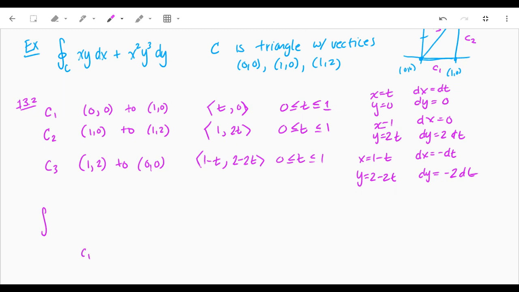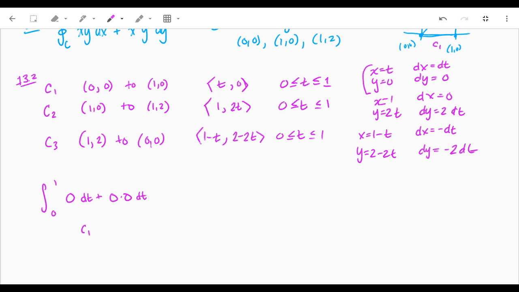Okay, so now we can do the integral along C1. From t equals 0 to 1 of xy dx. So that's just xy, which would be 0, and then dx is dt, plus x squared y cubed, which would also be 0, and dy is 0 dt. So that's just going to give you 0. C1 is going to lead us to 0. Then we can go along C2.